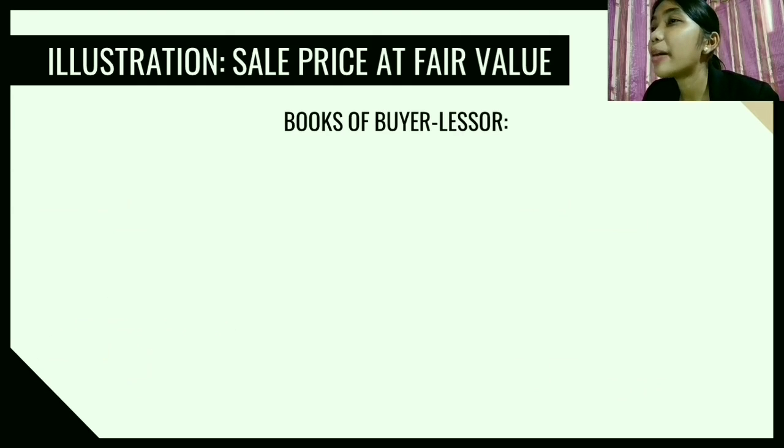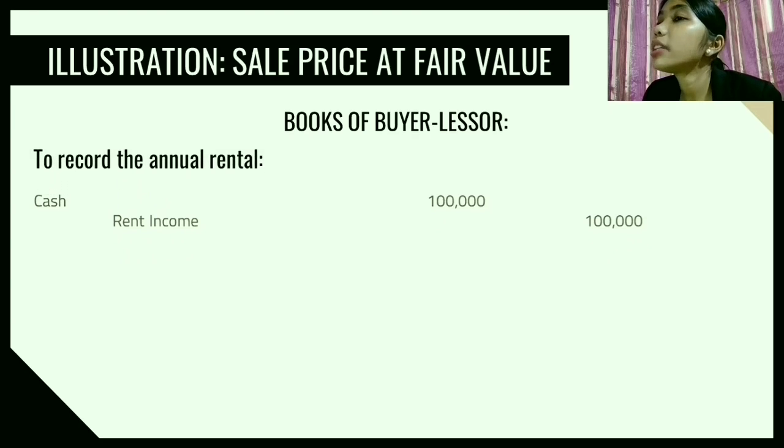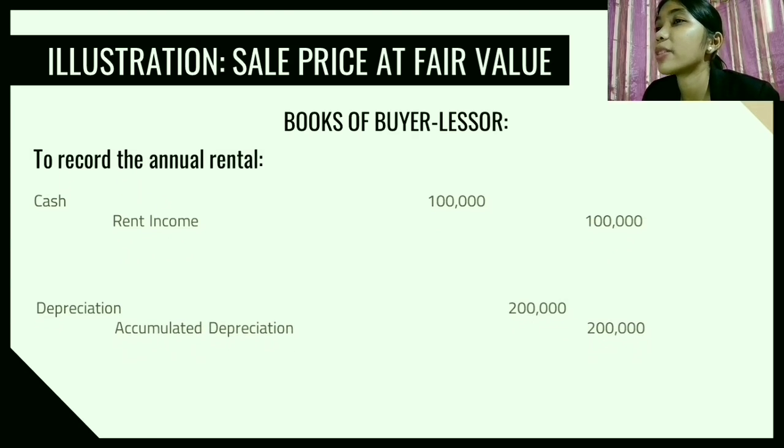To record the annual rental naman, magkaiba po sila, which is, dito po, i-debit natin yung cash na 100,000 pesos and i-credit naman natin yung rental income na 100,000 pesos. Next one is to record the depreciation. We debit depreciation for 200,000 pesos and credit accumulated depreciation of 200,000 pesos. Nakuha po natin siya by the fair value po natin na 2 million pesos. I-divide po natin siya sa 10 years remaining useful life ng ating machinery.